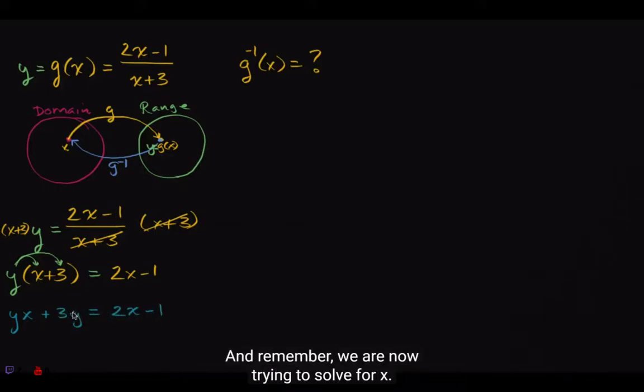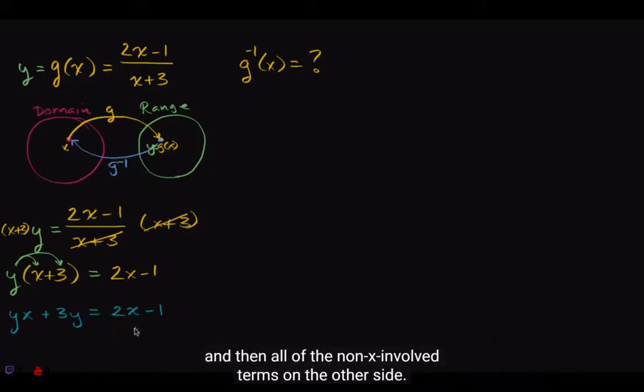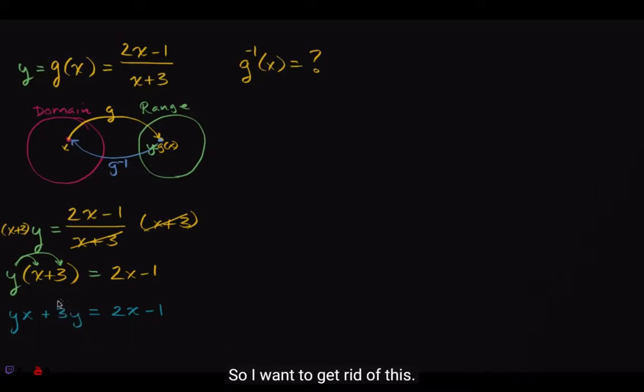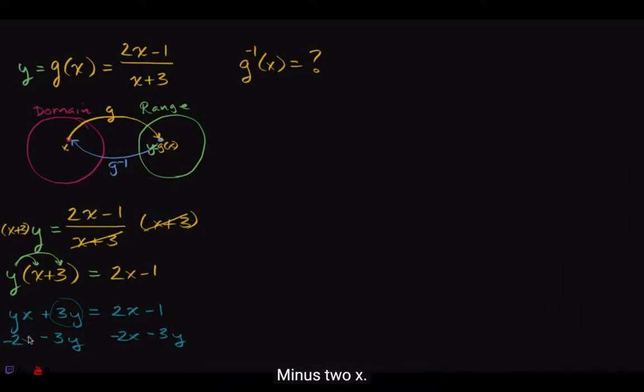And remember, we are now trying to solve for x. So we could collect all of the x terms on one side of this equation and all of the non-x terms on the other side. Let's get all of our x terms on the left-hand side and all of our non-x terms on the right-hand side. This doesn't involve an x, so let me subtract 3y from this side, minus 3y. And we want to get rid of this from the right-hand side, so minus 2x. We could put it right over here, minus 2x.